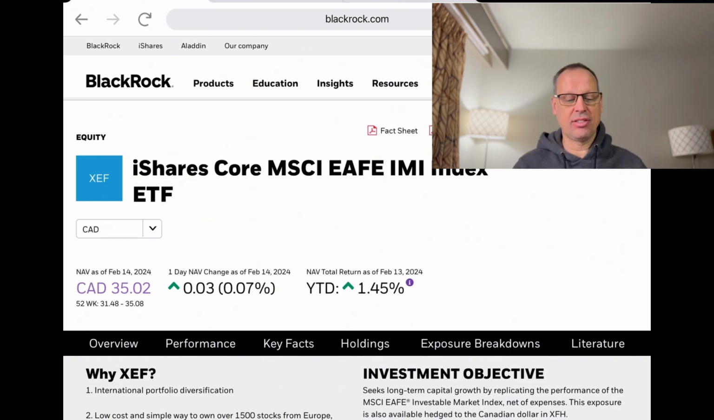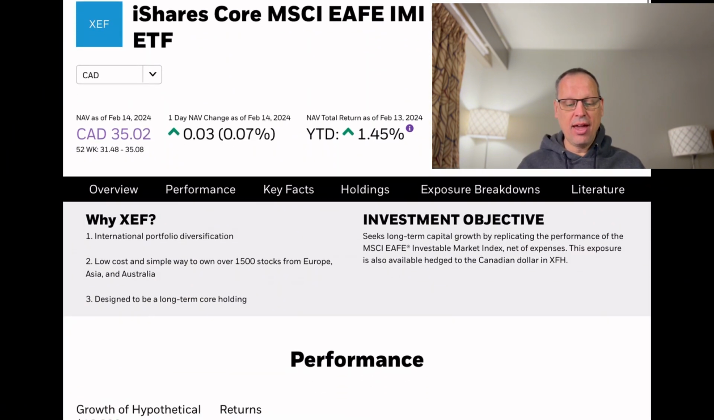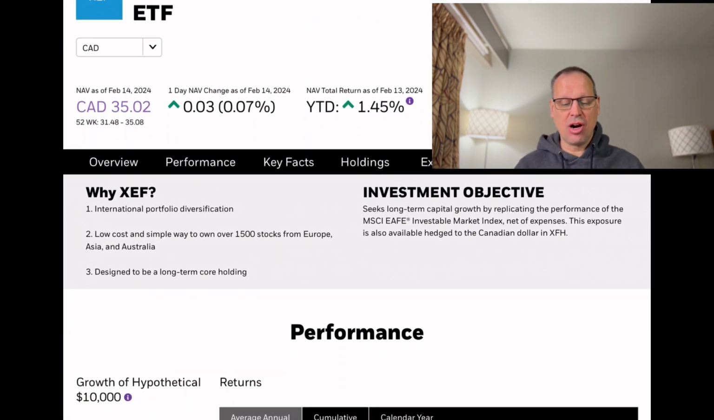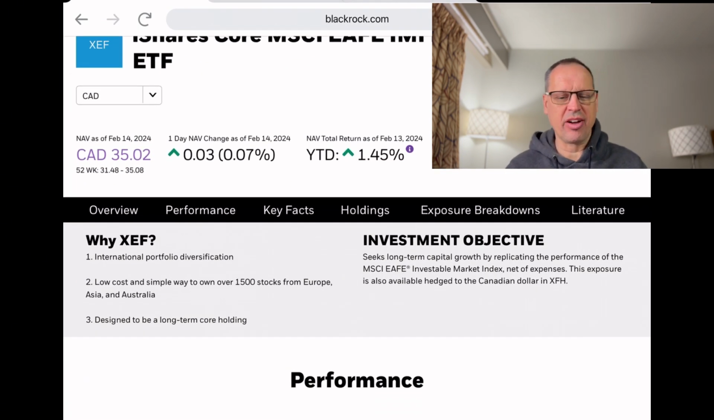So XEF is International Portfolio Diversification. The stock is one of BlackRock's products. It's a low-cost, simple way to own over 1,500 stocks from Europe, Asia, and Australia. You can always go to the website, and in this case, I'm on BlackRock's site, and you can see that it currently is returning 1.45%. That's year to date as of February the 13th, and that's constantly being updated, so you can go and find that information there on their website.